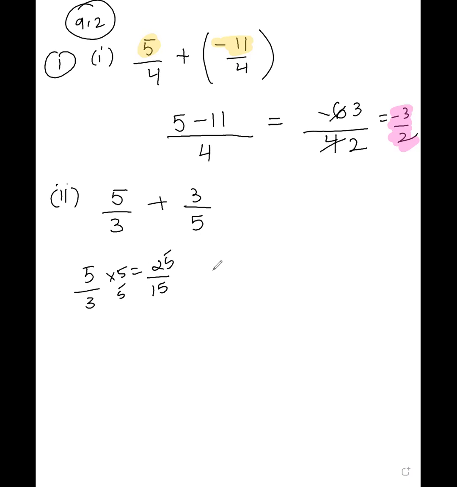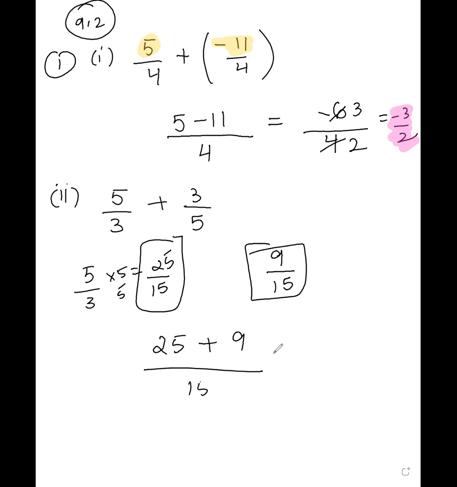The next one will be 9 by 15. So we will add 9 by 15. Very good. So we have 25 by 15 and 9 by 15. So what will you do? 25 plus 9 by 15. What will this become? 34 by 15. So it's 34 by 15.